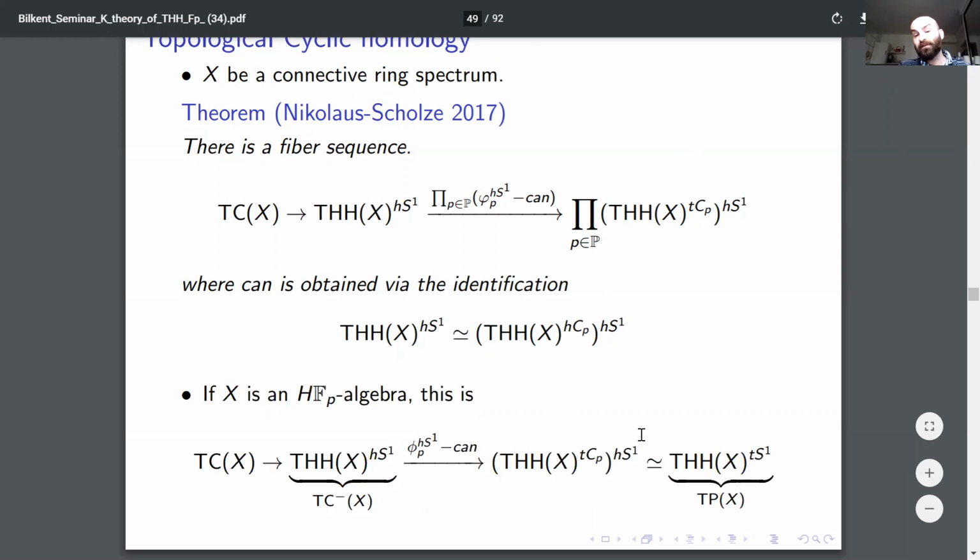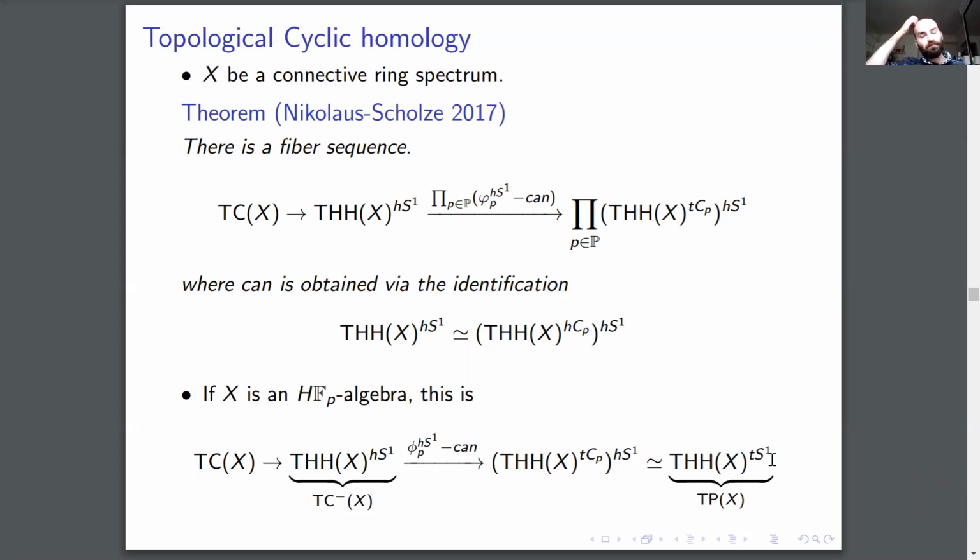And furthermore, this right-hand side happens to be equivalent, in this situation, to the Tate construction with respect to the circle. And that has a name. That was already known. That's called the topological periodic homology. And this side also has a name. This is called the topological negative cyclic homology. And so it's pretty nice, right? You have two homology theories that were already known, and TC is defined to be just the fiber of a map from one to the other.